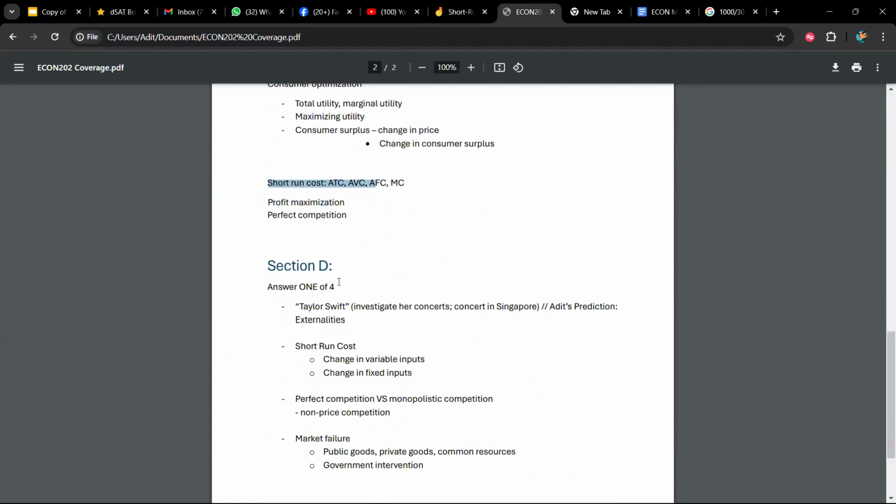And luckily, short run also appears in section D. The reason why I do it like this is because in section D, if you skip one of the topics, let's say you don't study market failure, you still have 3 other questions to go through. So for now, I might not prioritize market failure. Just saying. So yeah, that's basically that.